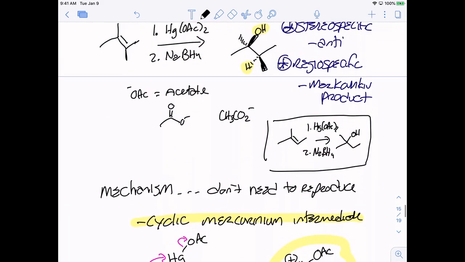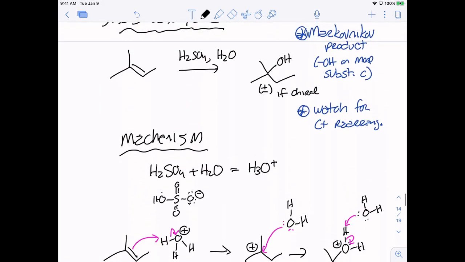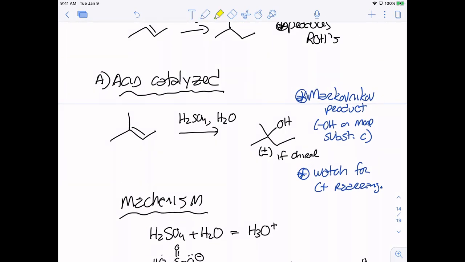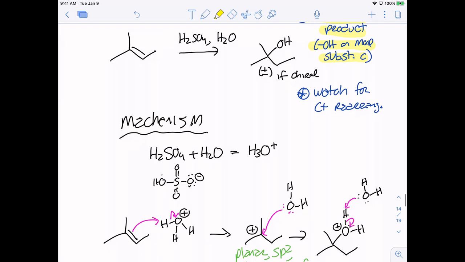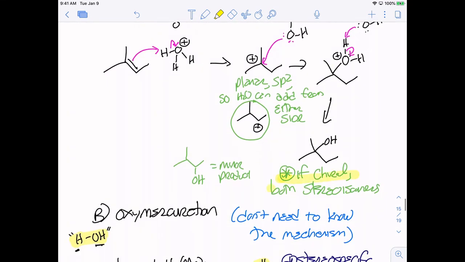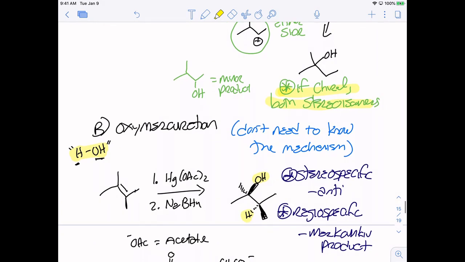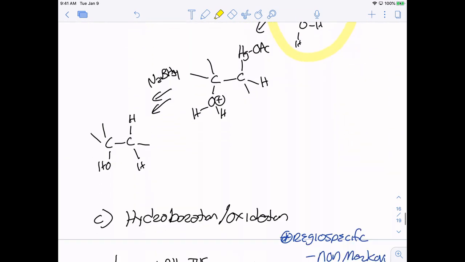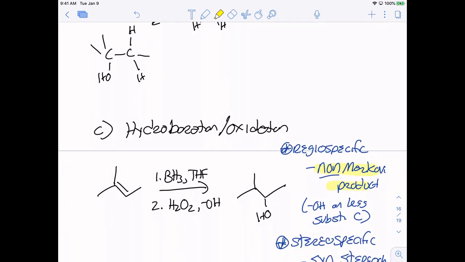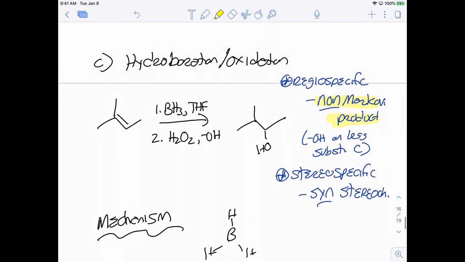So going back up here, right, acid catalyzed, I get my Markovnikov product. So my hydroxyl group is going to be on the more substituted carbon. From a stereochemistry standpoint, though, I get both stereoisomers. Oxymercuration, I also get Markovnikov product, the same as acid catalyzed, but I only get anti-stereochemistry. With the hydroboration, I actually get non-Markovnikov products and syn stereochemistry. That one's usually the easier one to recognize because it's the only one that's not Markovnikov.